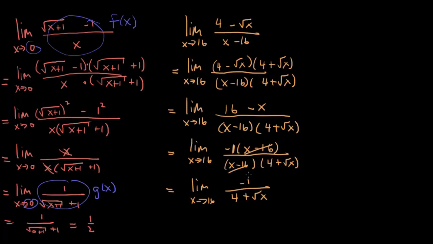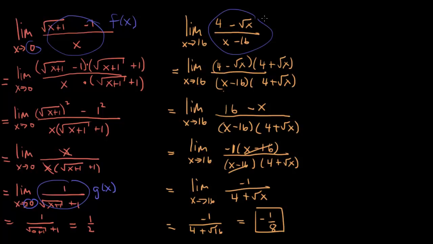Now, can we directly substitute? I think the answer is yes. This function is defined at c equals 16. So we can say equals negative 1 over 4 plus the square root of 16, which equals what? Negative 1 over 4 plus 4, negative 1/8. Done. So there was that new little curveball thrown in there about factoring out a negative 1. That happens a lot of times though. So if you ever have one factor on the top and one on the bottom where they're almost the same except the sign is reversed, factor out a negative 1.